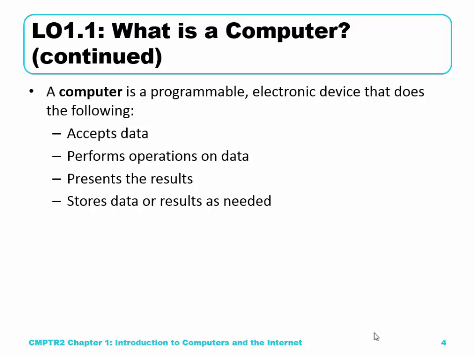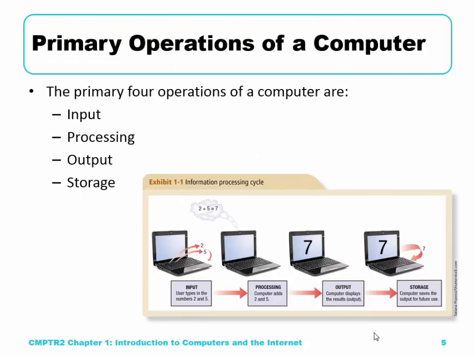The fact that a computer is programmable means that a computer will do whatever the instructions tell it to do. The programs used with a computer determine the task the computer is able to perform. The four primary operations of a computer are input, which is entering data into the computer; processing, performing operations on that data; output, presenting the results of that processing; and storage, saving the data, programs, or output for future use. The process of input, processing, output, and storage is often called the information processing cycle.